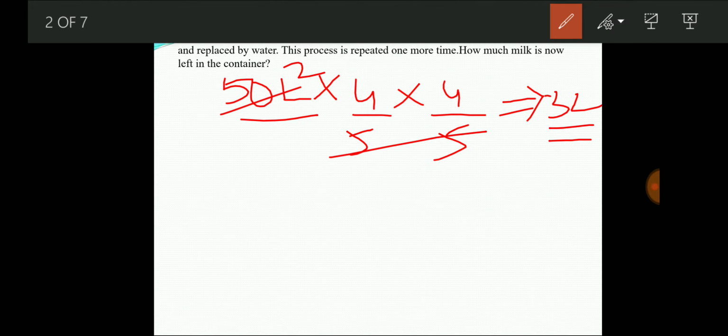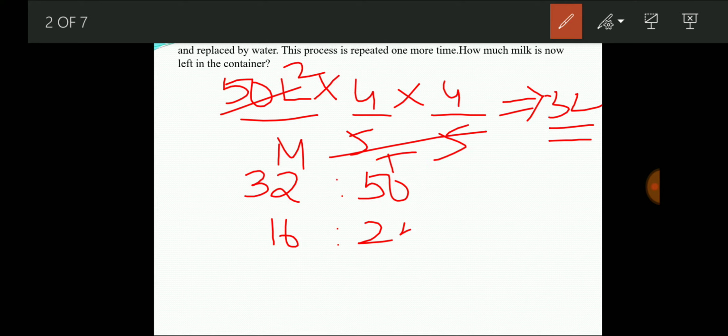So I'll take this portion as 32 liters of milk and 50 liters of total is what I had. So now they are in the ratio 16 is to 25. When I take 16 is to 25 as the ratio, I know the process is repeated 2 times. So I'm just taking the square root of this, because we know it is multiplied by the square number.